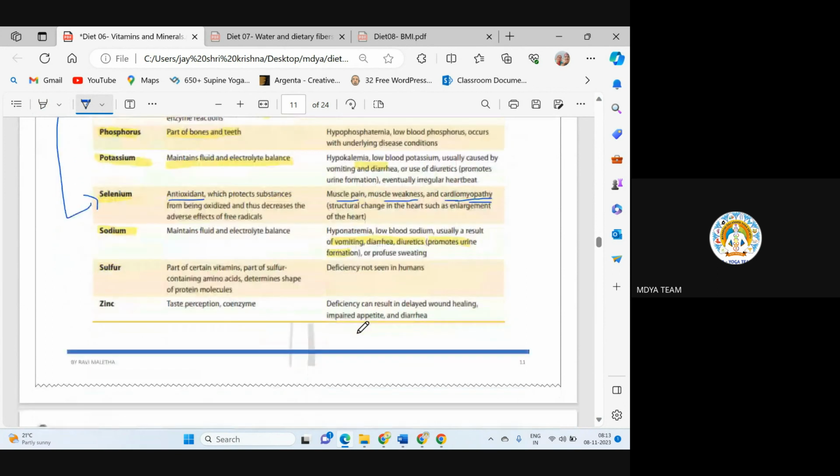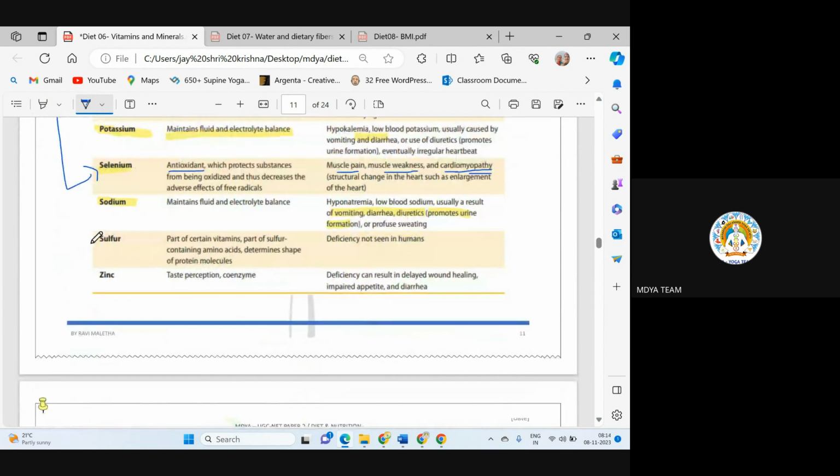Sodium we already discussed. Sulfur, the most important point in sulfur is that it is a part of amino acid. In amino acid, sulfur is present, and it also determines the shape of the protein molecule. Like how amino acids will join to form a protein, sulfur determines that shape.